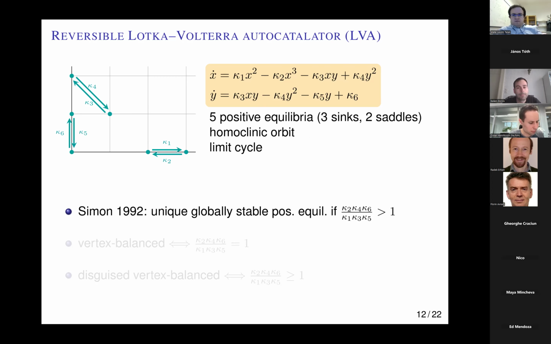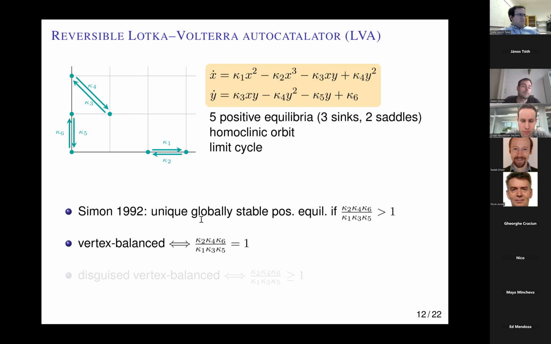It's not at all easy and obvious to answer when exactly we have a unique positive equilibrium that's globally asymptotically stable, but at least a sufficient condition was shown by an ad hoc calculation by Peter Simon in '92. Once the rate constant satisfies this inequality, then there is a unique positive equilibrium and it's globally asymptotically stable. On the boundary of this set in parameter space, we have vertex balancing.